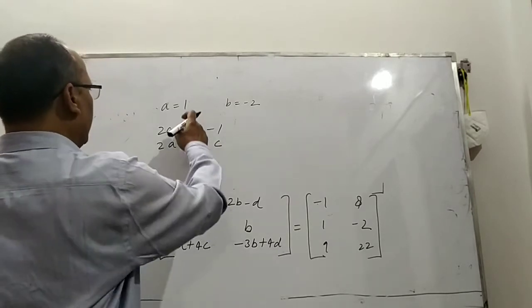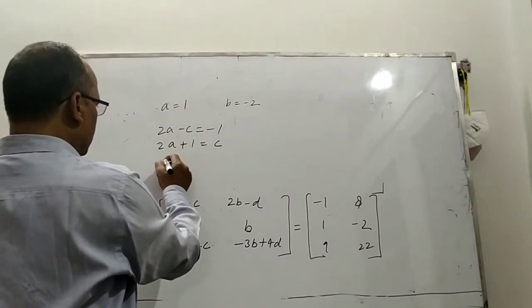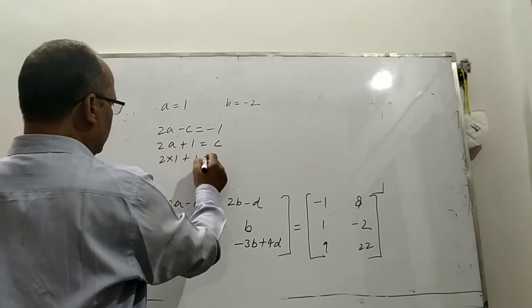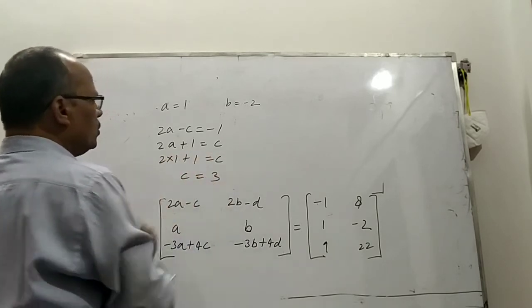What is the value of A? 2 into 1, 2 plus 1. 2 into 1 plus 1 equal to C. C equal to 3. We have got.